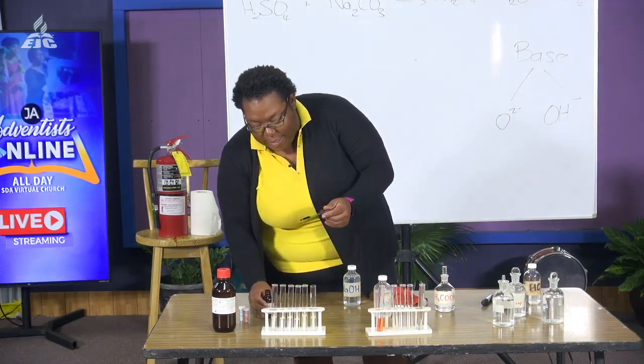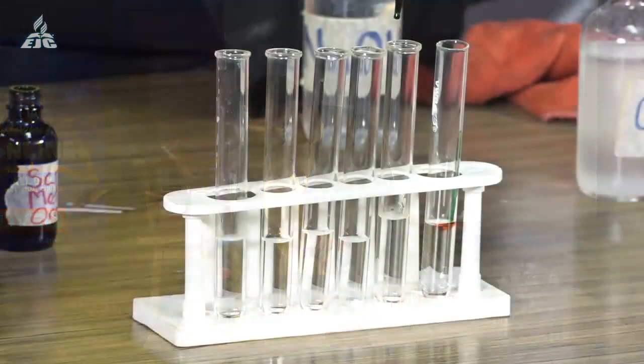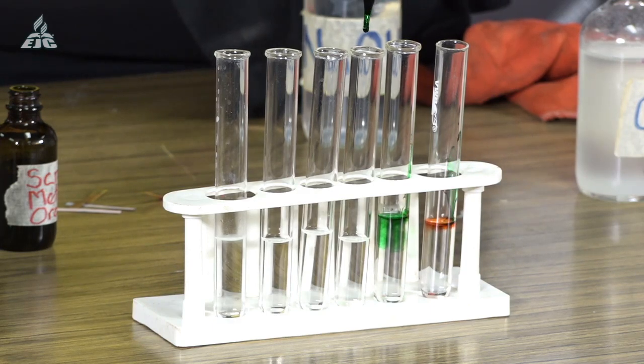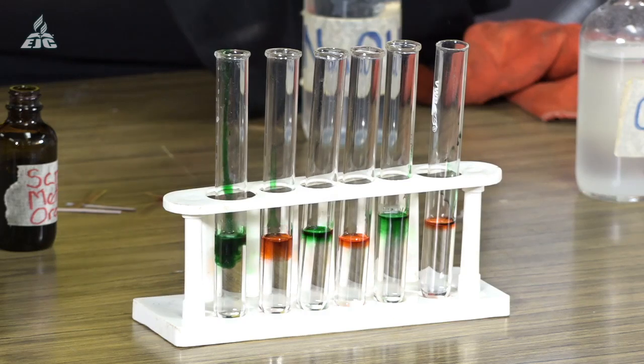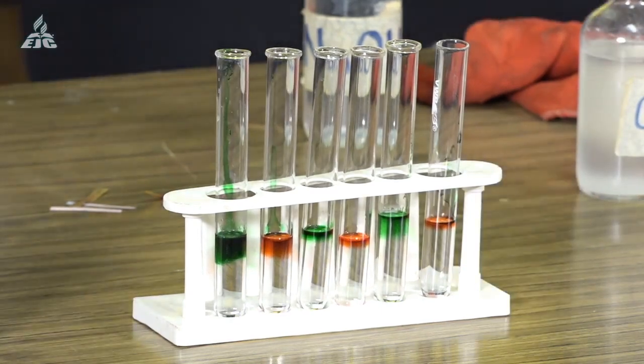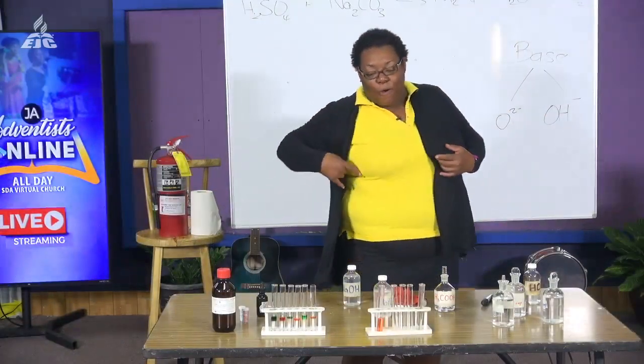All right, so I'm just going to add a few drops to each. So that one is what? It is an acid. Of course. Oh, so that one is a base. Very good. Acid, base, acid, base. So we have an indicator helping us to identify whether something is acidic or basic.